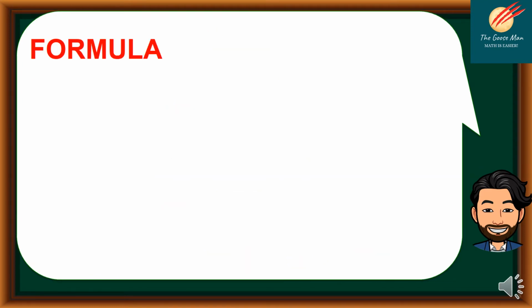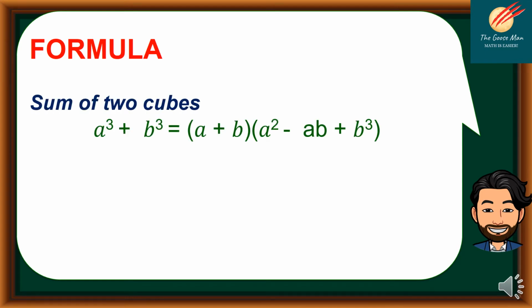For the benefit of our discussion, factoring the sum or difference of two cubes is composed of a binomial and a trinomial. So let's talk first about the sum of two cubes. If I have a cubed plus b cubed, this can be factored as a plus b times a squared minus ab plus b squared, such that a plus b is the binomial and a squared minus ab plus b squared is the trinomial.